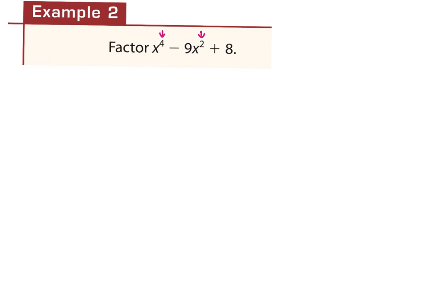So for this one, I'm actually going to set it up very much like I would set up just the x squared minus 9x plus 8. All right, I'm going to do it exactly the same, except because this is x to the 4th, these first terms are going to be x squared. X squared times x squared will give me that x to the 4th, and it will also give me my middle term that will add up to negative 9x squared. And so now I'm going to look for factors of 8 that add up to 9.